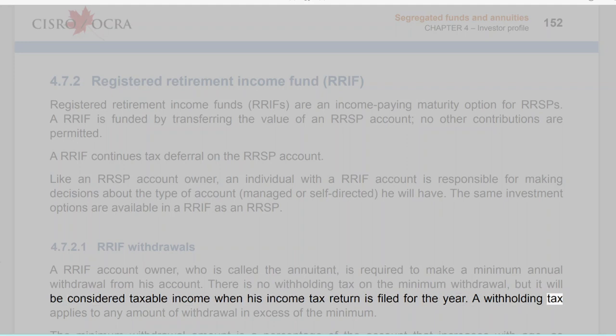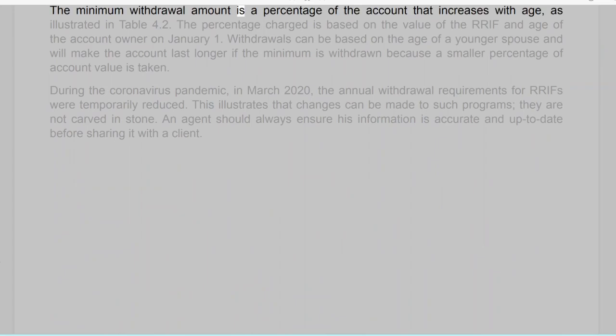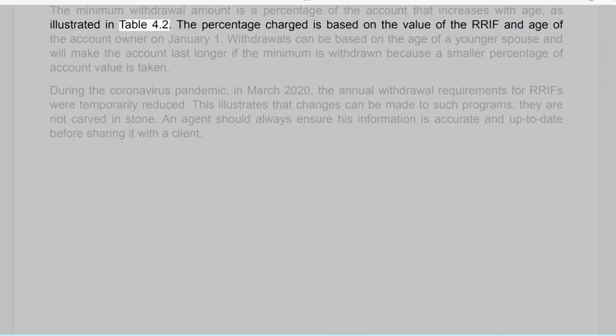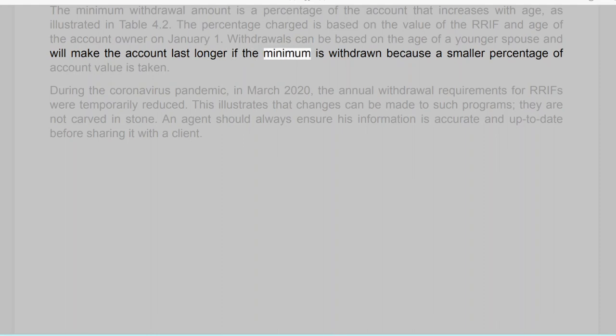A withholding tax applies to any amount of withdrawal in excess of the minimum. The minimum withdrawal amount is a percentage of the account that increases with age, as illustrated in Table 4.2. The percentage charged is based on the value of the RRIF and age of the account owner on January 1st. Withdrawals can be based on the age of a younger spouse and will make the account last longer if the minimum is withdrawn because a smaller percentage of account value is taken.